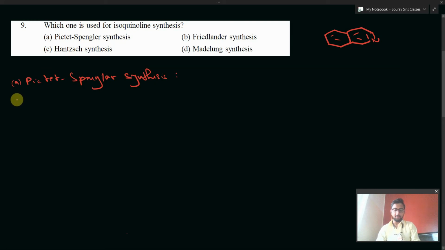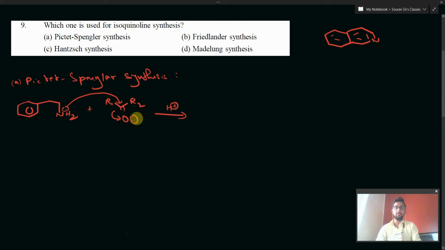In this reaction, the two reactants required are an amine, NH2, plus R1 R2 C double bond O. So the nitrogen lone pair would be attacking over here, this bond will be opening up, and obviously H plus is there in the system, so this lone pair would take up the H plus. What we will be getting is NH2 plus, then we have R2, OH, R1.